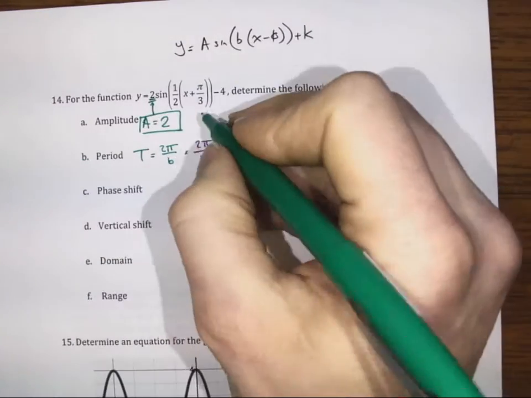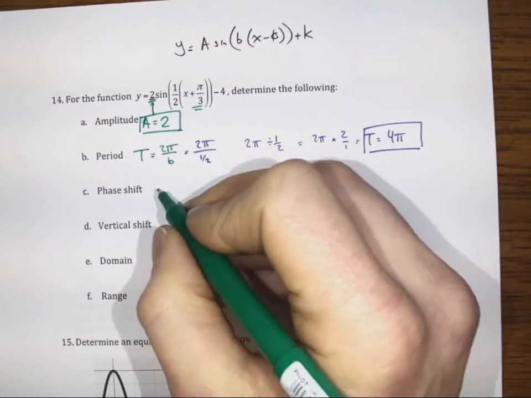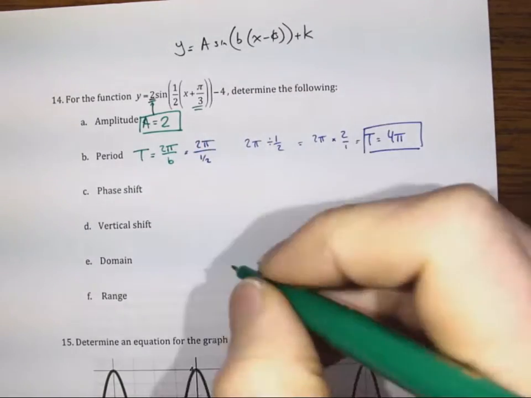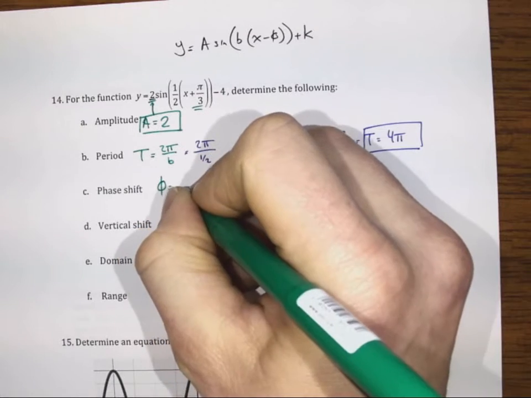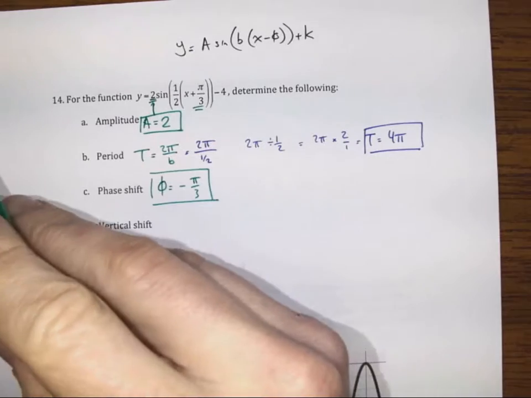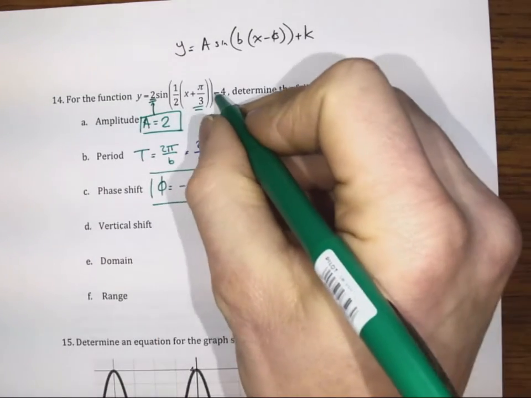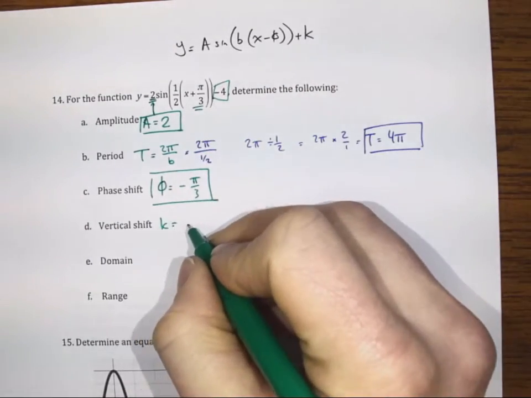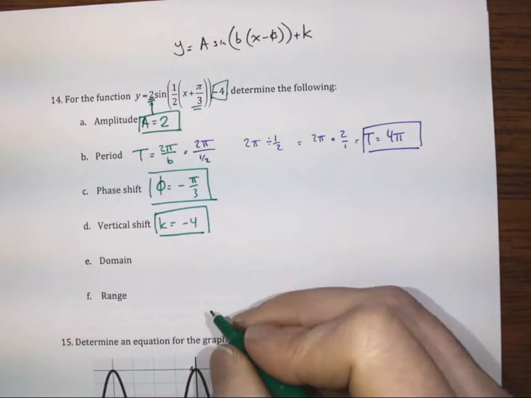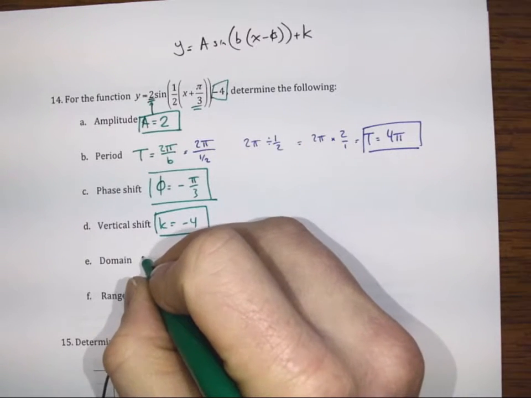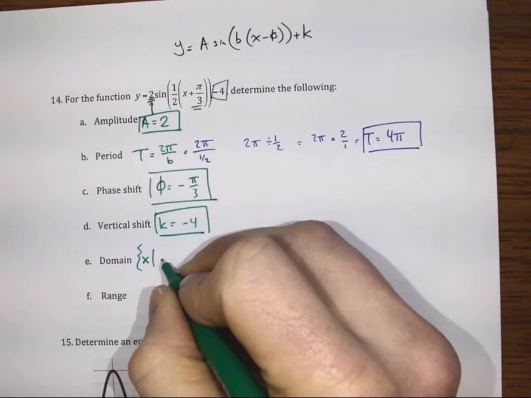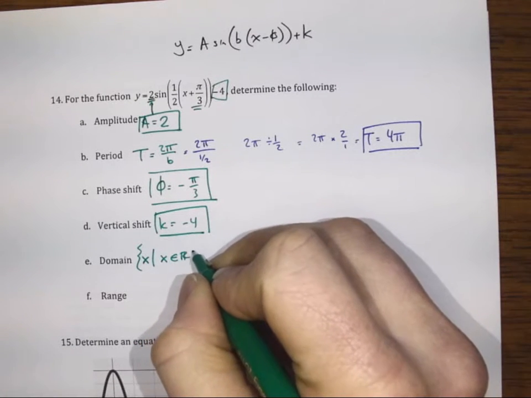Our phase shift is this value here, and now you remember that when we take away a negative value, that simplifies to get a positive value inside this equation. So that means our phase shift is actually negative pi over 3, meaning this graph will be shifted pi by 3 radians to the left. Our vertical shift is this value here, so our k value is negative 4. The domain of any trigonometric function that is not restricted in any way is all real numbers. So x such that x belongs to the reals.